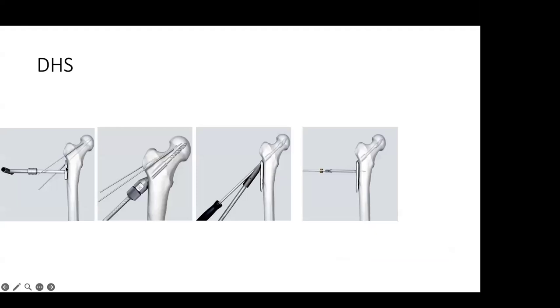This is your fixed angle guide. The wire goes up, you measure, and then you put your triple reamer in, the plate goes in, and then you put your distal fixation.